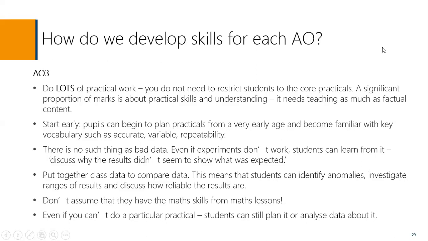AO3 is all about practical work. The best way to develop the skills for AO3 is to do lots of practical work. Not only the core practicals, but other practicals that you are familiar with. A significant proportion of the marks is about practical skills and understanding rather than specific practicals. But this needs teaching as much as factual content. Pupils again can begin to plan practicals early on and become familiar with key vocabulary. Accurate, variable, repeatability are things that they should be revisiting all the way through their secondary education.